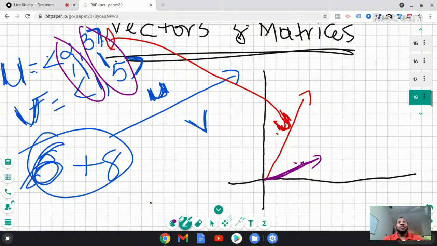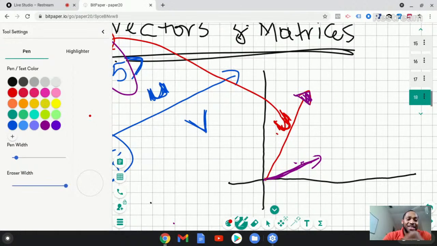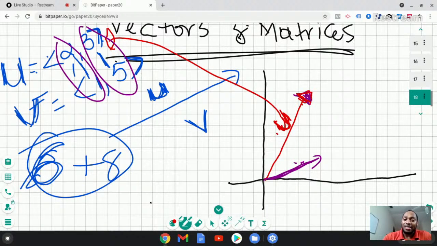Now, there's another way that you can think about this in terms of representation. This is what they call in class the tip to tail method. So the way it works is, you're going to take that vector u. This is the tail of this vector, and where the arrow is, this is the tip. If you're thinking about an arrow, this is the tip of the arrow, the tip of u, and this is the tail.